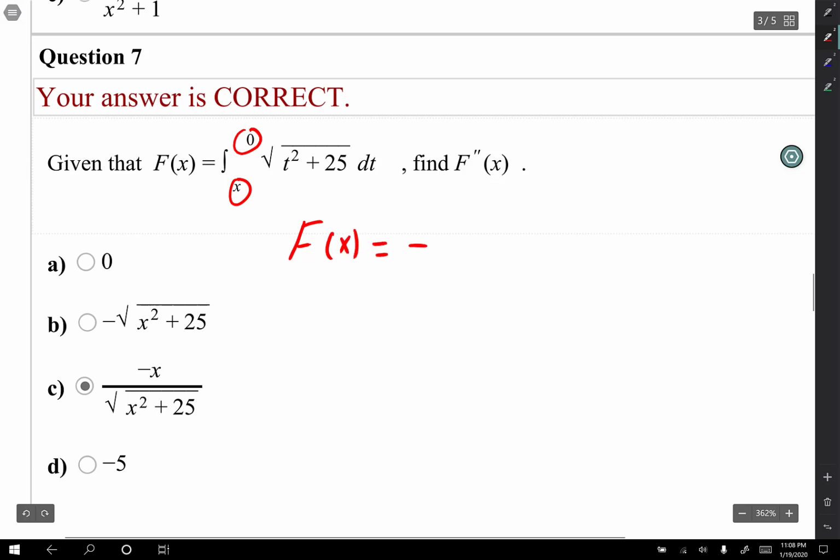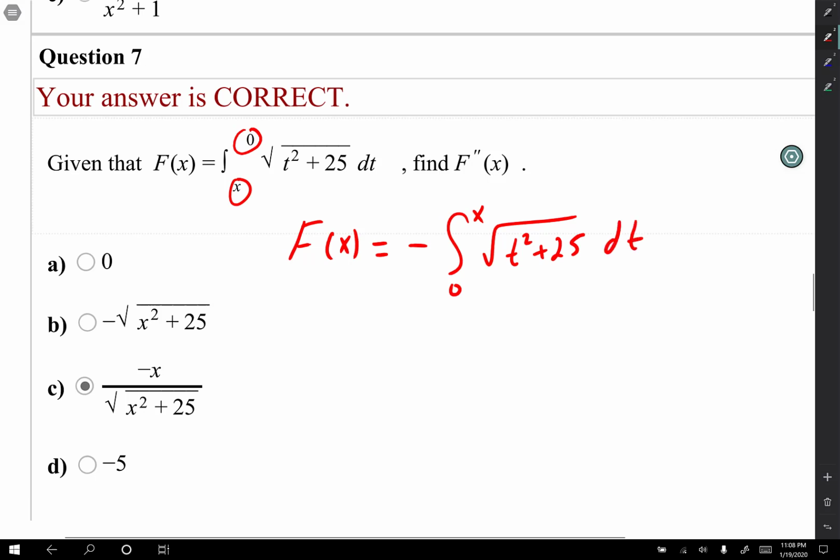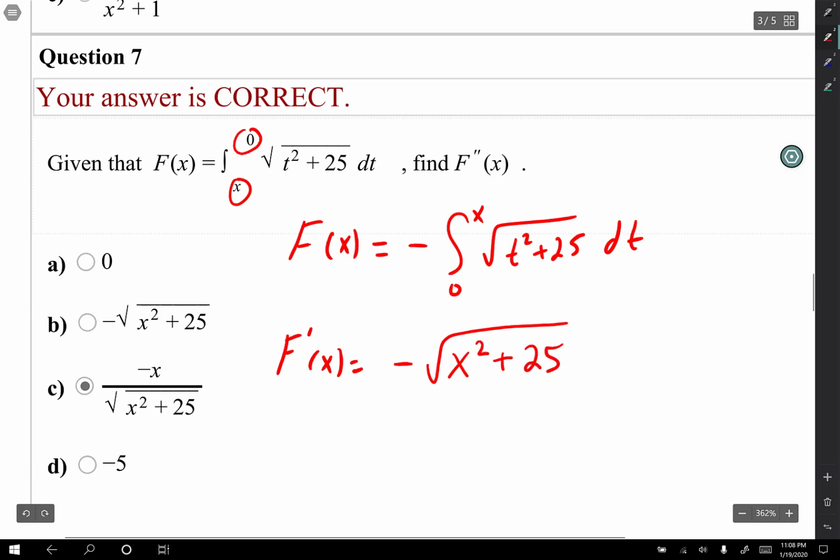A negative integral from 0 to x of square root of t squared plus 25, and then I write the dt there. So now I'm ready. I just used the property. And now when I take the derivative of this, F prime of x is equal to, there's my negative, and then wherever you have a t, you're going to write x. So x squared plus 25.